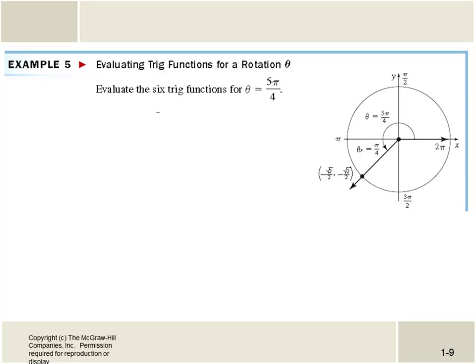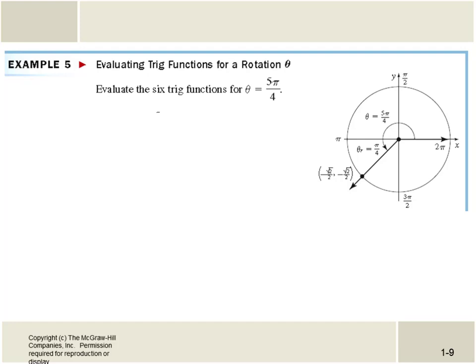So I'm just going to walk through this with you quickly just to catch up a little, and we'll do some work so we have time to do some other work. It says evaluate the 6 trig functions for theta. Here we have 5 pi over 4. 5 pi over 4 is 1 1/4 pi, which puts it in quadrant 3.